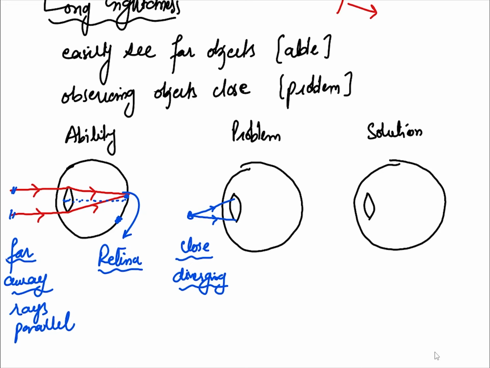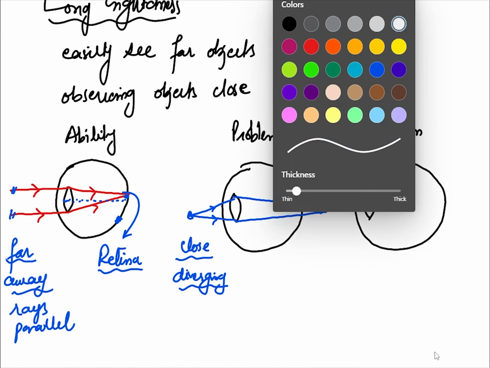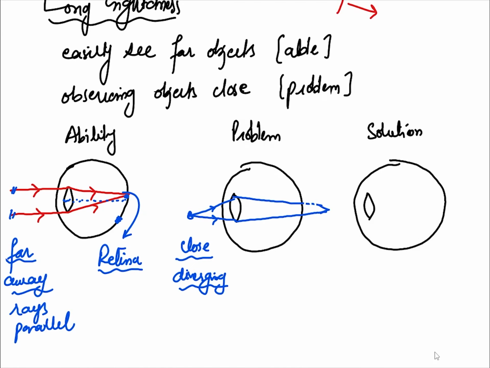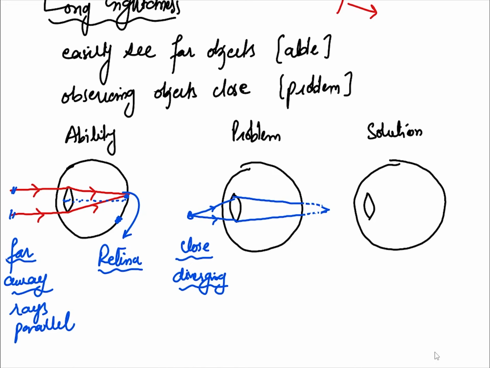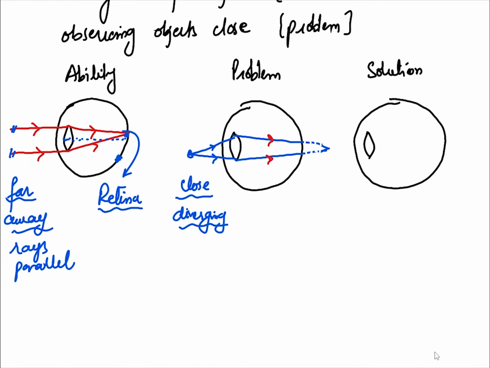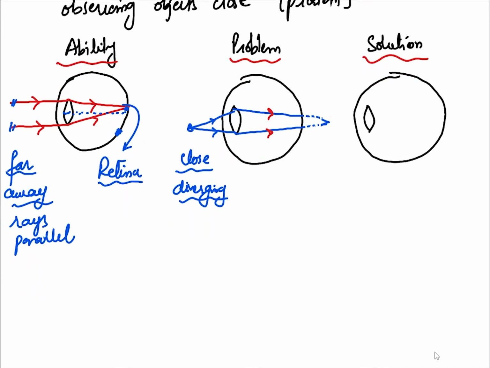Now what this person will not be able to do is focus them on the retina. It looks like it is unable to do so. The expected location of the focus is actually outside the eyeball. I'm drawing this with dotted lines because this is not real. This is not where the light ray is going to be. It is just going to fail to focus the light ray on the retina. The problem is sometimes mentioned in the exam with these words. Let me write down those words.